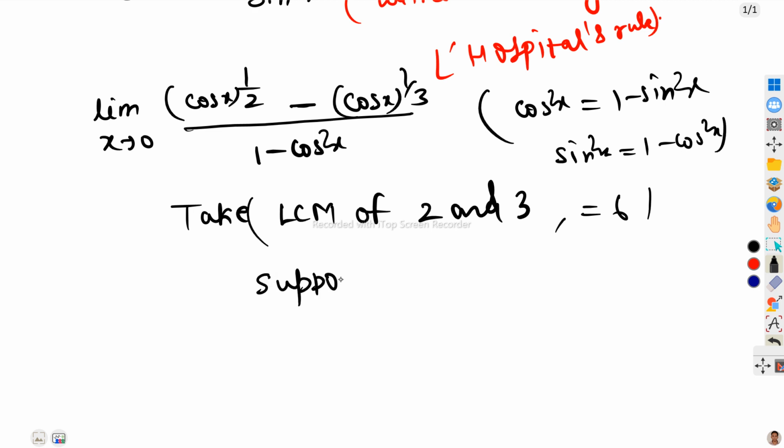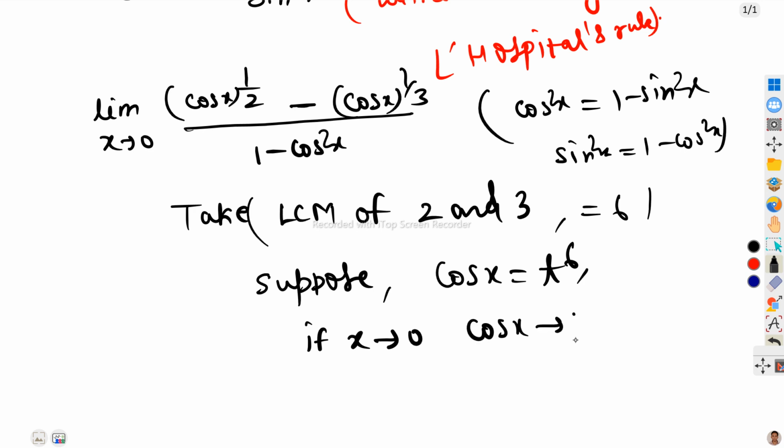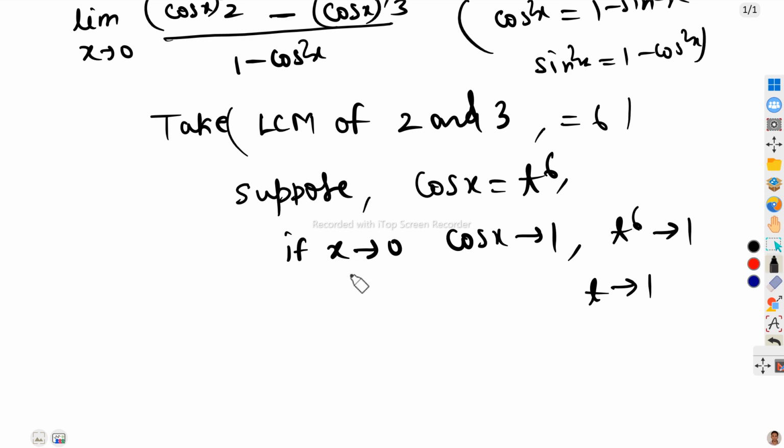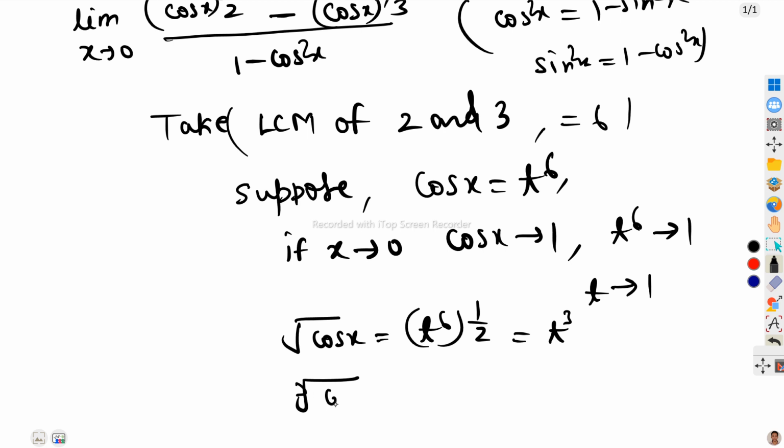So suppose cos x equals t raised to power 6. If x tends to 0, then cos x tends to 1, and this implies t raised to power 6 tends to 1. This implies t tends to 1, since t is a real number. Again, we can write this limit. So square root of cos x equals t raised to power 6 raised to power 1 upon 2, and this becomes t cube, and cube root of cos x can be written as t raised to power 6 raised to power 1 upon 3, and this is t square.